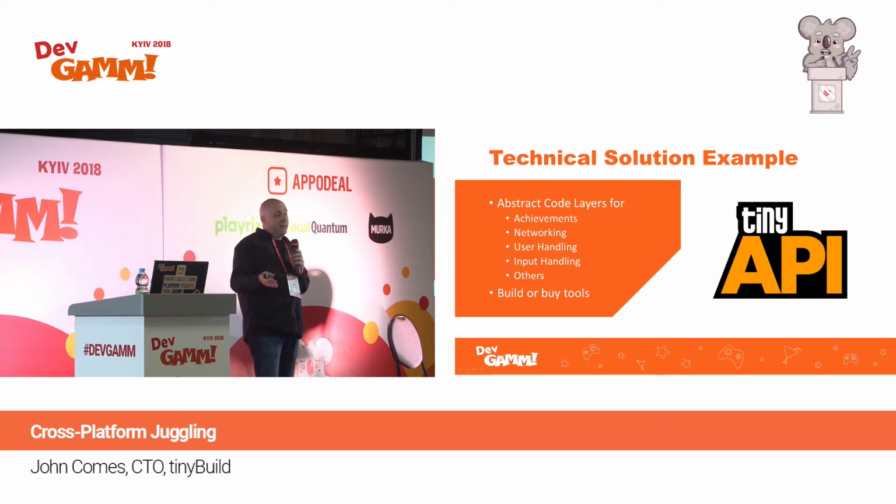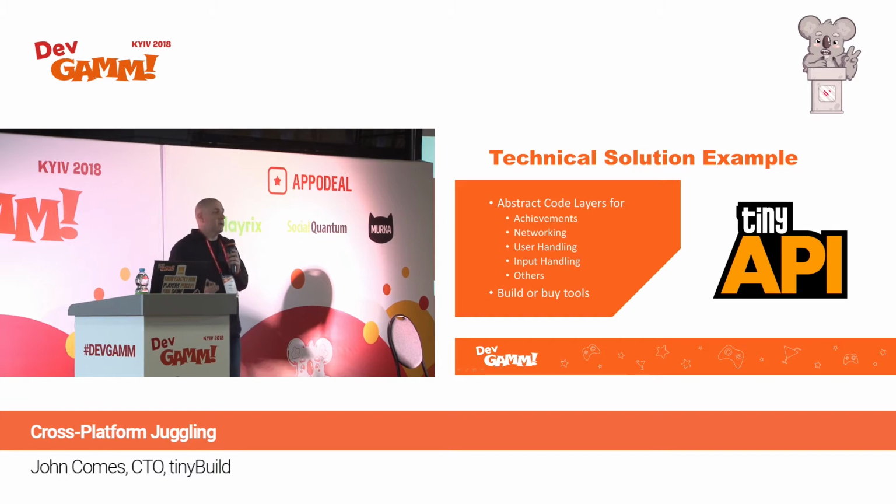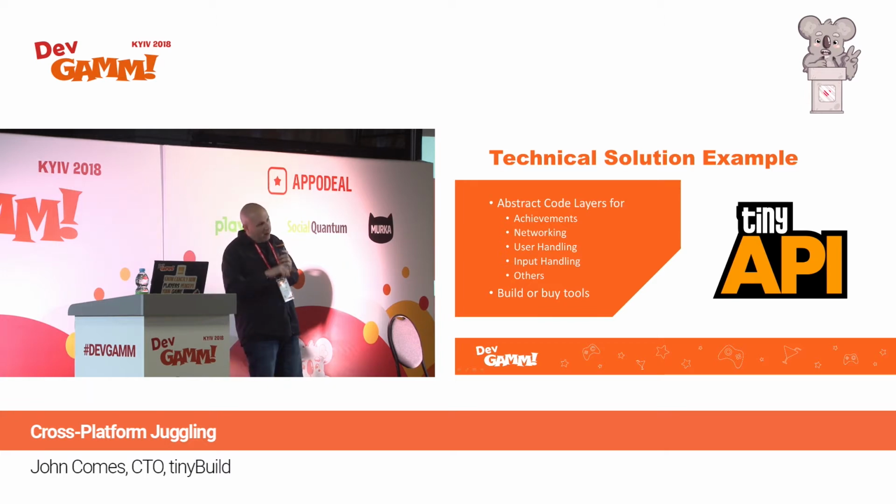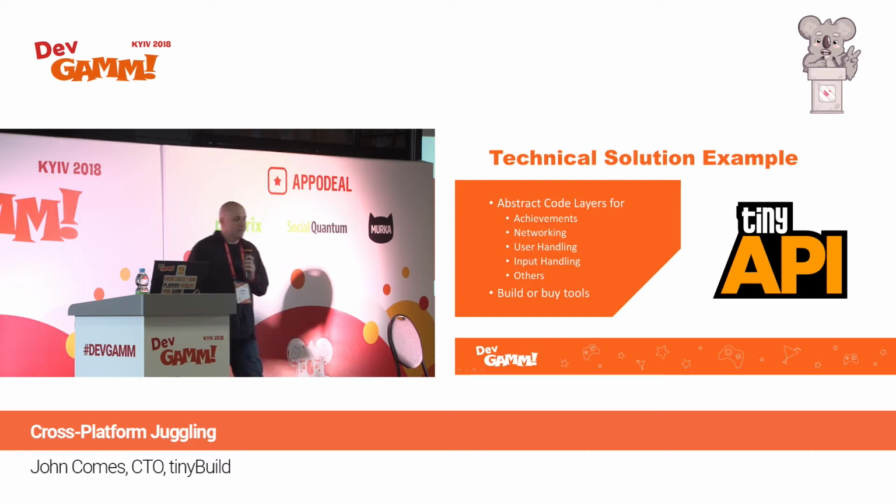And the last point about that is build or buy tools. There's good tools out there. We have internally developed something called tinyAPI, where we get a game that is done for PC, it's done on Unity, we plug in our tinyAPI, we wire it up, and a lot of these things are immediately taken care of for the different platforms. There's some other good ones out there. I recently used one called Rewired for input handling, which was really handy because you wire everything up to input handling and then it knows how to talk to all the different controllers.